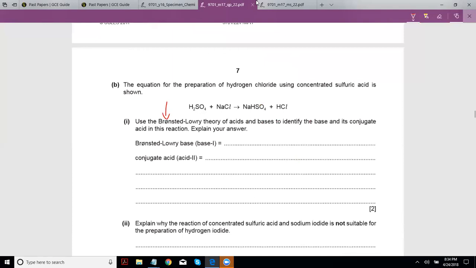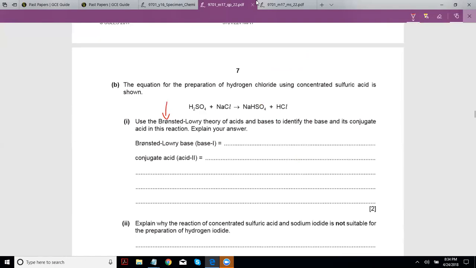Use the Bronsted-Lowry theory of acids and bases. Okay, when it says this, it's the usual: proton donor is acid, proton acceptor is base, and every strong acid has a weak conjugate base, and all of that.